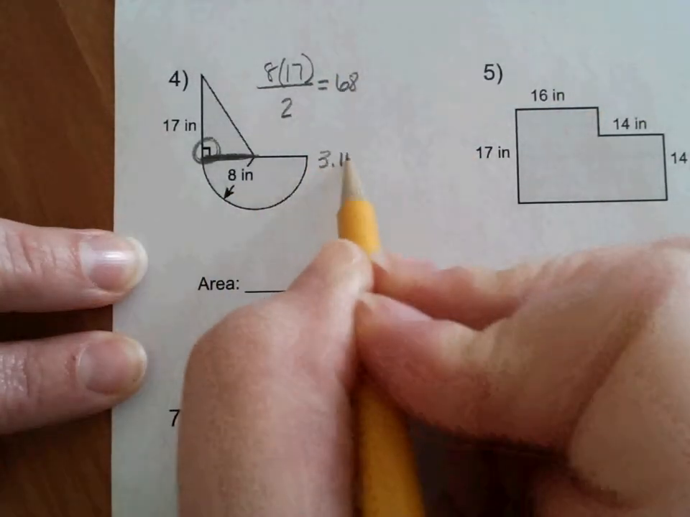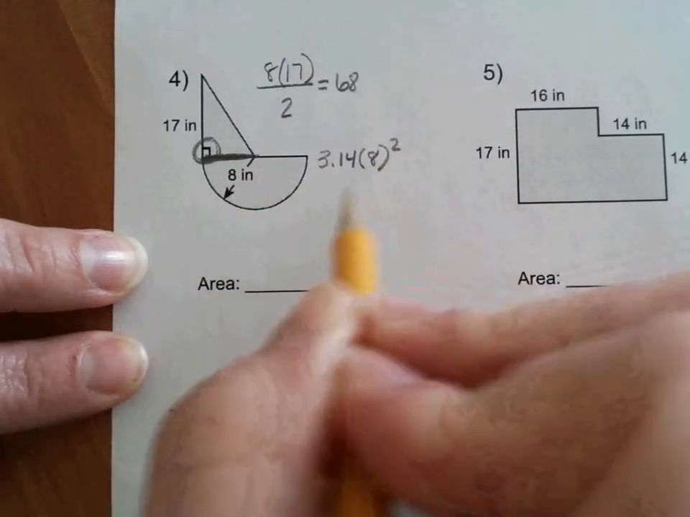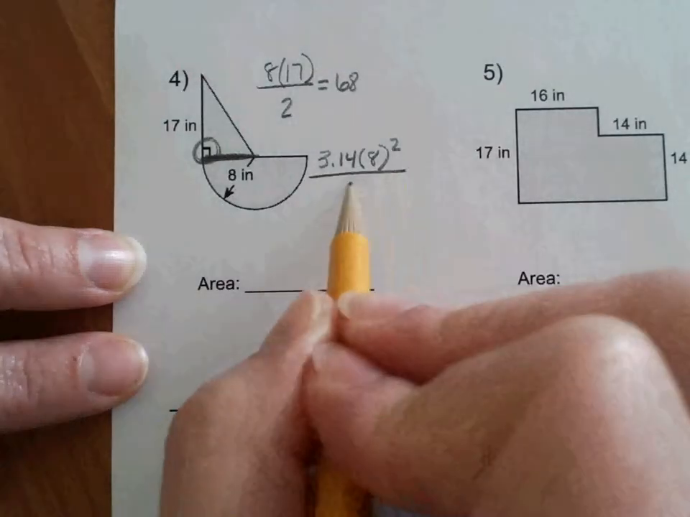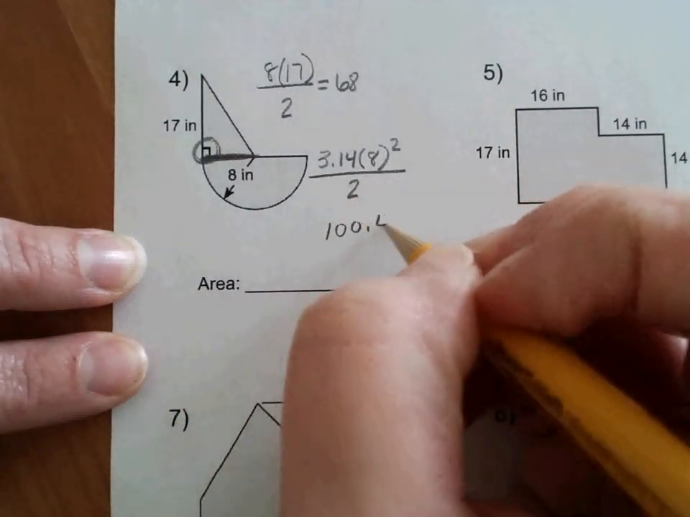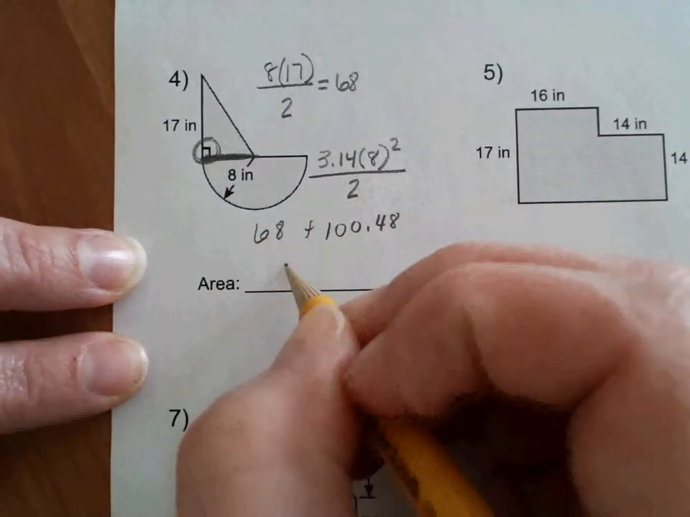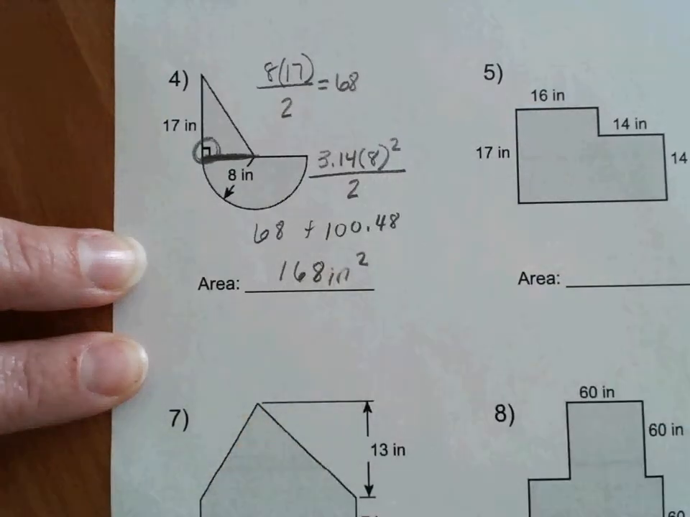For my circle, I'm going to do 3.14 times my radius, which is 8, squared. I only have half a circle though, so remember, I have to cut it in half, so I'm going to divide by 2, which is going to give me 100.48. I'm going to add that with my 68, which gives me 168 inches squared.